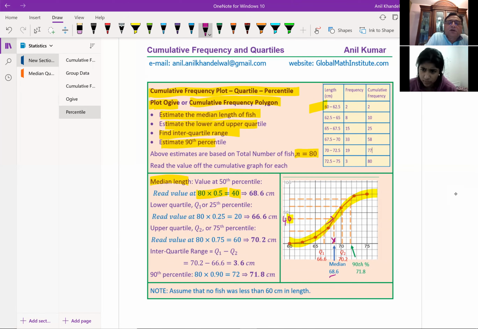Correct. I did quartile. The 25th percentile: multiply 80 by 0.25, you get the value 20. So this is your 20, right? And then you check the value 20, and you get Q1, which is 66.6 in this particular case. So you get the value of Q1.